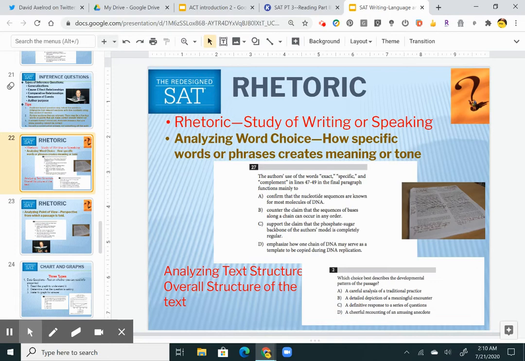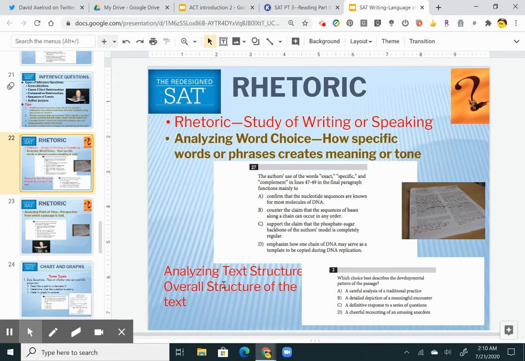Studying of writing or speaking. So the author uses the word, how the specific phrases or words are used to create meaning or tone. So the author uses the word exact or specific to complement in lines 47 through 49 in the final paragraph. How do they function? That's an example of rhetoric. So why would the author use the particular words that they're using?